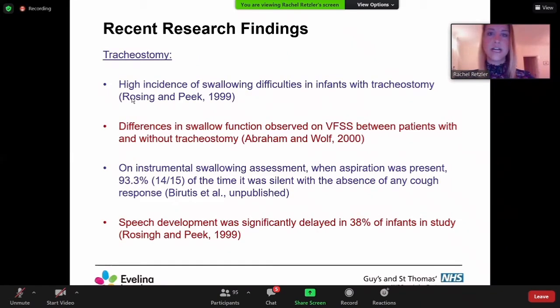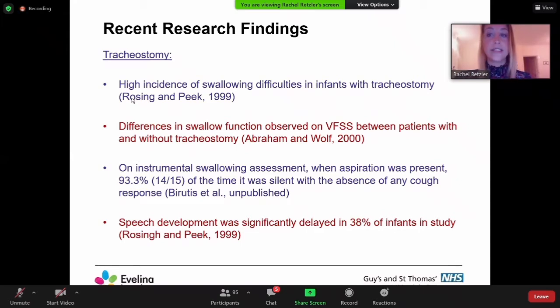Some recent research on tracheostomy. In a study from Rosing and Peak in 1999, it showed a high incidence of swallowing difficulties in infants with tracheostomy. Another study in 2000 showed differences in swallow function were observed on videofluoroscopy between patients with and without tracheostomy. Some of these swallowing differences included taking more time to close the airway, limited airway closure due to reduced superior movement of the larynx, or delayed swallowing initiation.